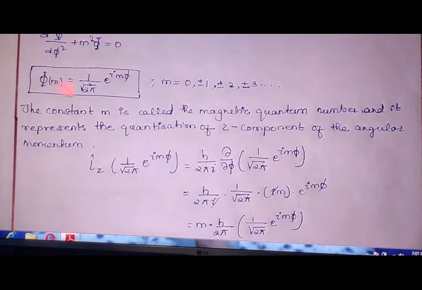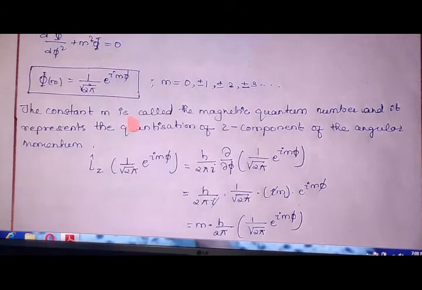Therefore, the solution becomes Φ_m = (1/√(2π)) e^(imφ), where m equals 0, ±1, ±2, ±3, and so on. Here, the angle φ is the azimuth and m is an integer number. The constant m is called the magnetic quantum number, and it represents the quantization of the z component of the angular momentum.